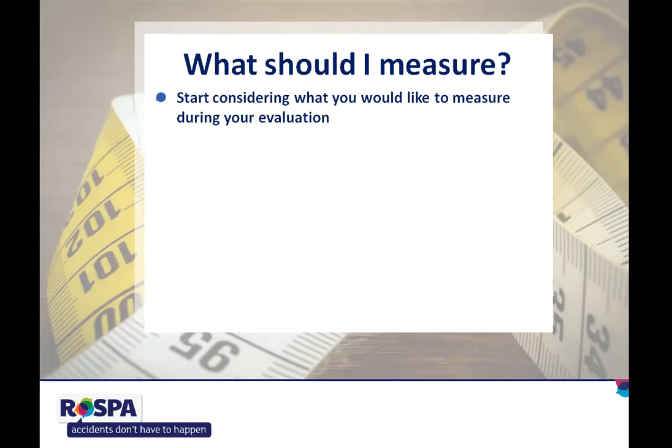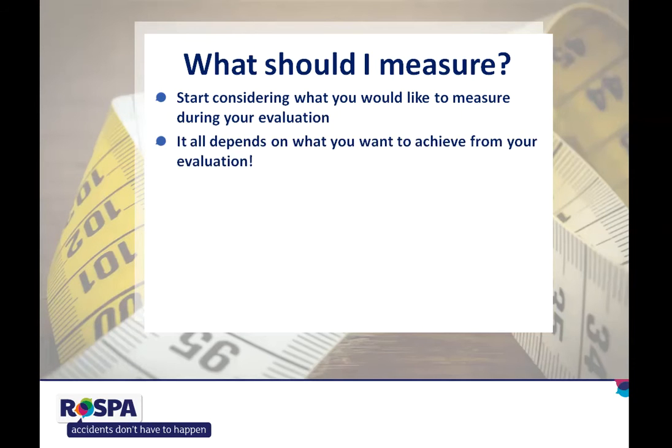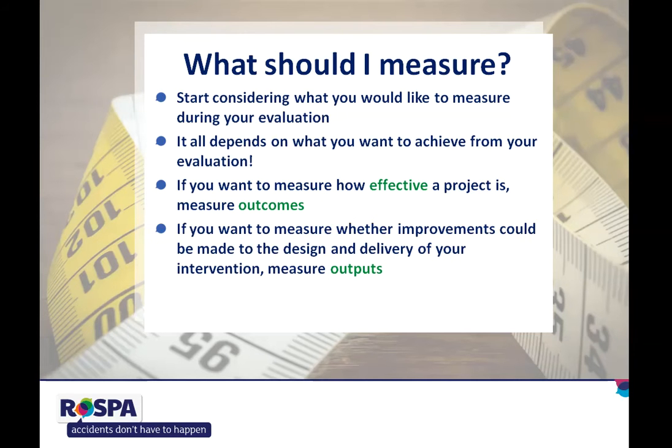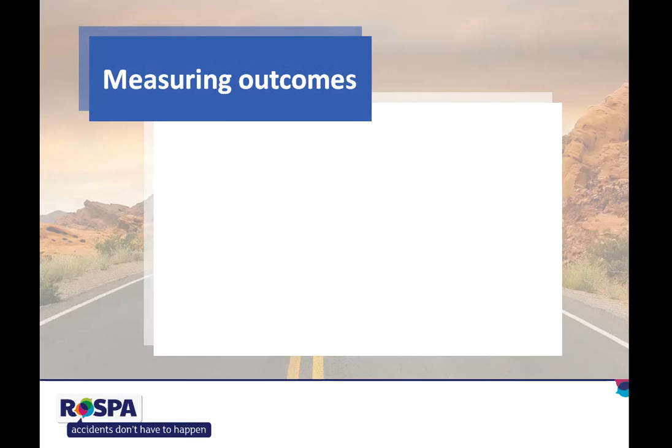Once you have clear aims and objectives and a logic model, you can start to consider what you would like to measure during your evaluation. Basically, what measurements you are going to take during your evaluation will depend on what you are looking to achieve from it. If you want to measure if your project is effective in increasing knowledge or improving attitudes and behaviour, you would measure outcomes. However, if you want to see if improvements could be made to the design and delivery of your intervention, you would measure the outputs of your project.